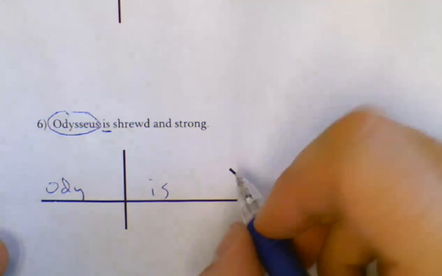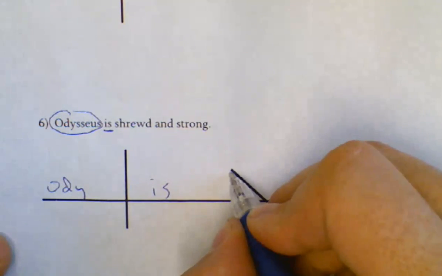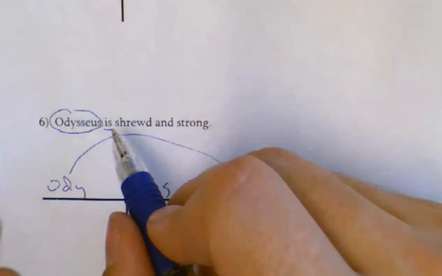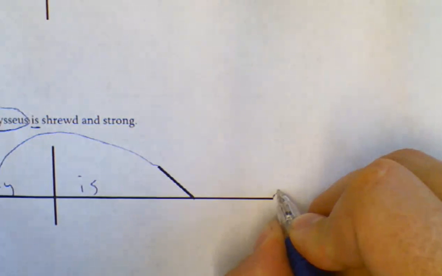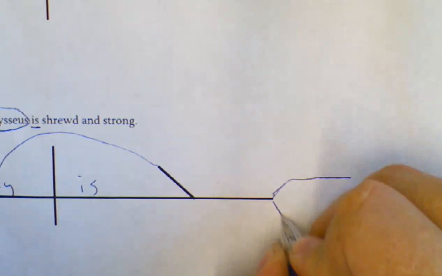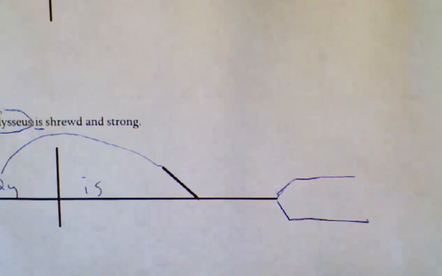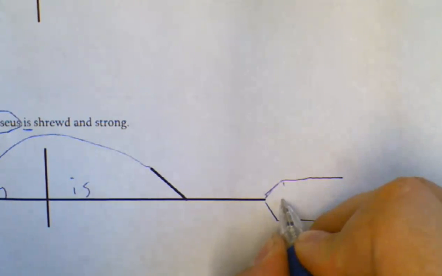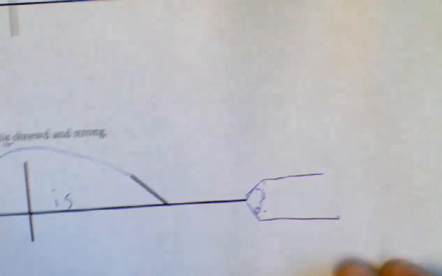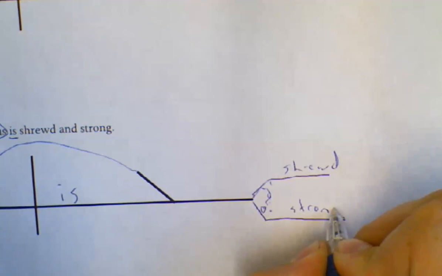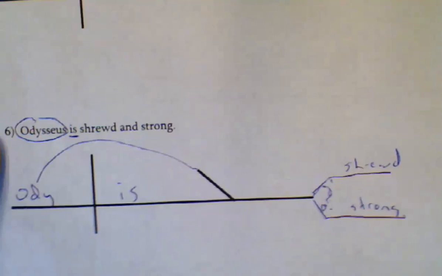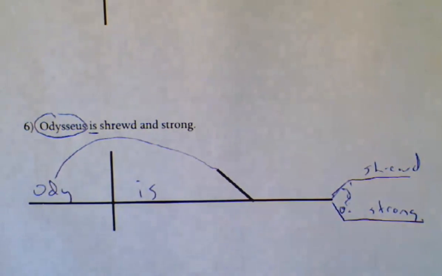That's okay. All this is doing, the reason it's slanted, is it's drawing a direct throwback, saying these two equal. Shrewd and strong equal Odysseus. Because it's a compound subject complement, I'm going to go ahead and draw that. My coordinating conjunction, shrewd, strong, both of those equal Odysseus. So there you have it. I've got several examples on the website that this is posted.